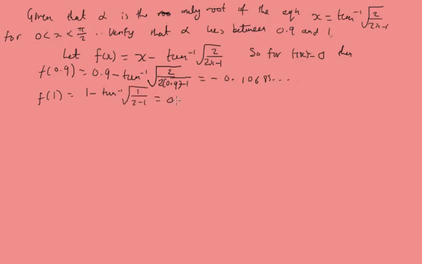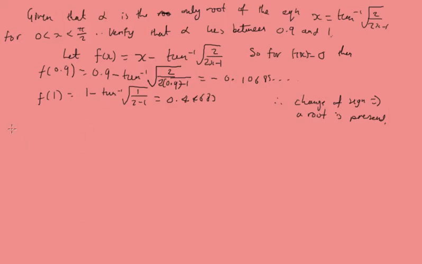Work that out and we get 0.44683. Therefore, a change of sign implies a root is present. Now we're going to use our iteration to find the value of alpha to 3 significant figures.